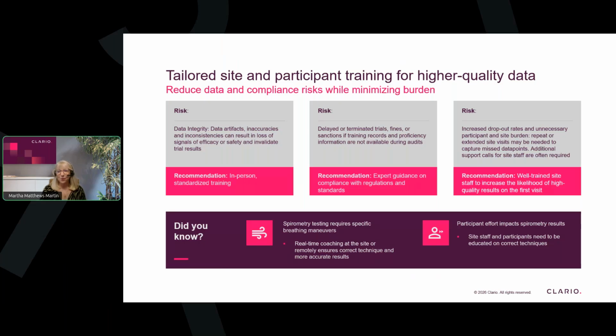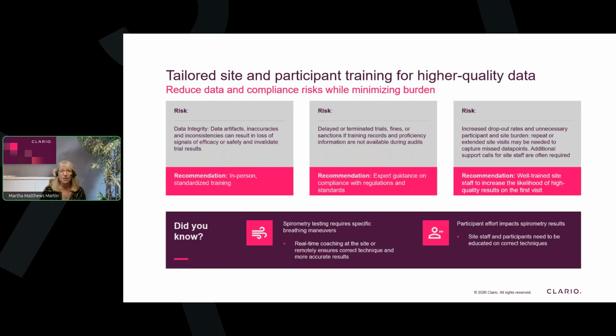So I think everyone is aware, getting the proper data and the accuracy and the quality of the data that we need for spirometry is really essential to the success of clinical trials. And our mission with Clario Client Education is to really create tailored site and participant training that really helps facilitate the acquisition of higher quality data. So we want to do this by reducing both the data risks and improve your compliance, while also minimizing the burden that we have on site staff.